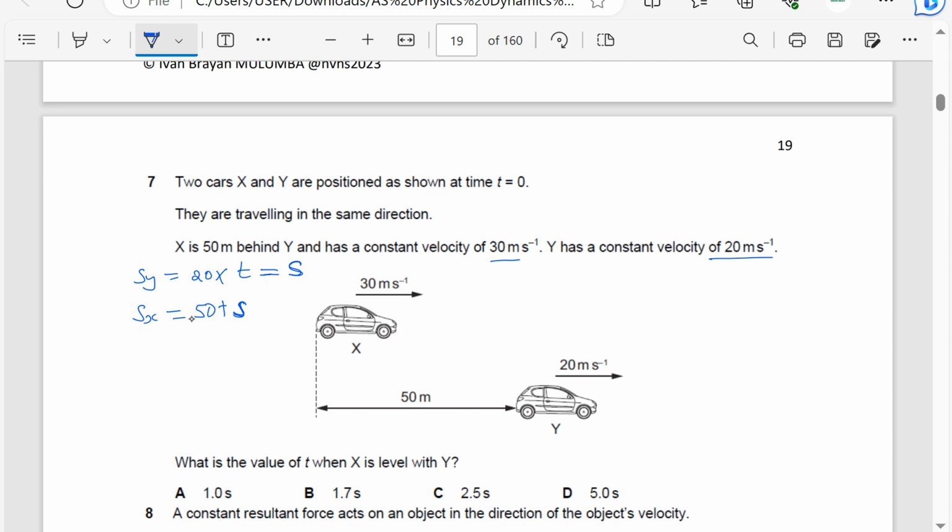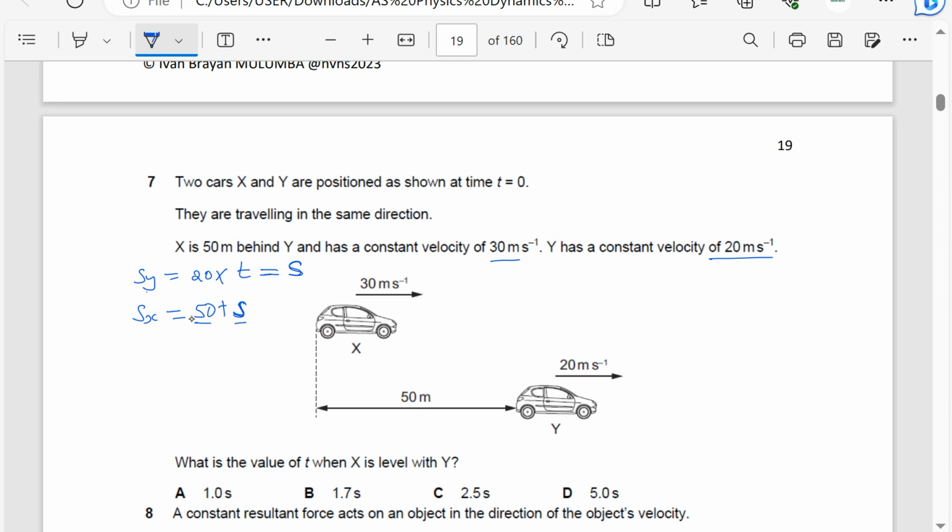So X will have traveled a distance which is 50 plus S, if Y has traveled a distance of just S. If Y has traveled a distance S, then by the time they level, X must have traveled a distance 50 plus S, which Y has already covered. Okay, that is very true.